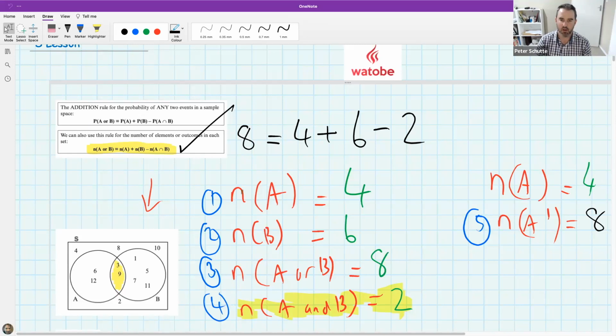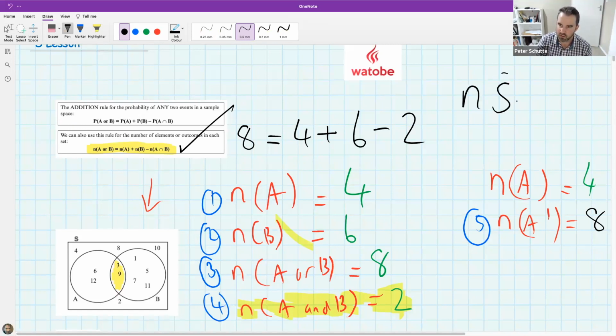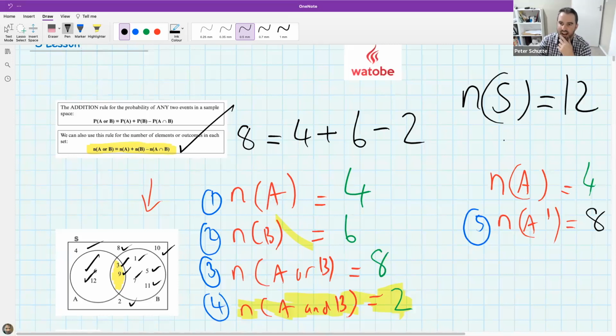Okay. What I have is that if I want to connect this formula, let me first do this. What is the n of S for this sample space? Now, S is literally the whole thing. How many items are there in this whole sample space? So 1, 2, 3, 4, 5, 6, 9, 10, 11, 12. So there are 12 items in the sample space.